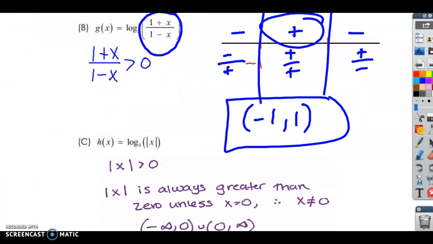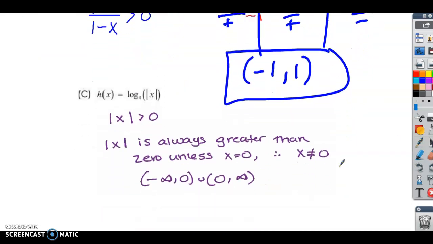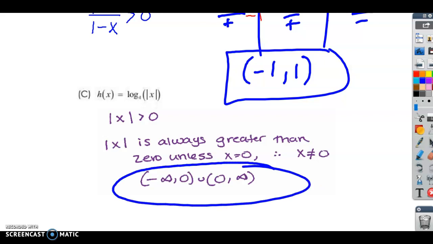All right, let's move on to C. So the absolute value of x is always greater than 0 because the absolute value is the distance away from 0, and distance is always positive. So the absolute value of x is always greater than 0 unless x equals 0. Therefore, x can't be equal to 0. So we just have to put everything in there to make the statement true except for 0. So right there, there's your domain.